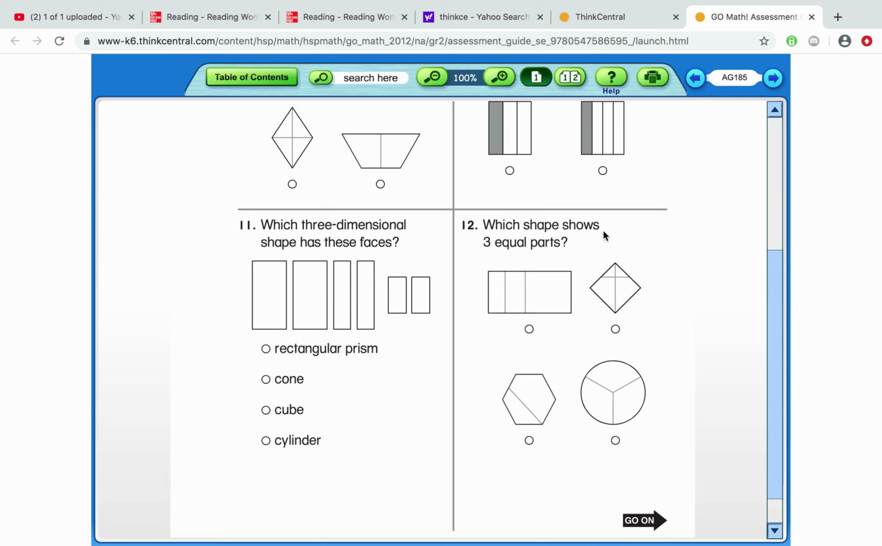Number 12, halfway through, which shape shows 3 equal parts? Go ahead and pause me, take a look at each one of these.